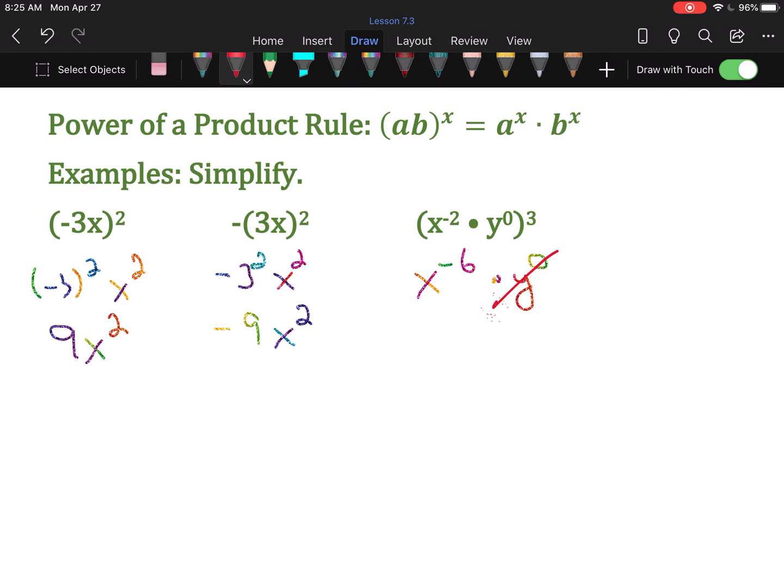And we know anything to the 0 power is 1. We can basically get rid of it. That leaves me with x to the negative 6, which you're not allowed to leave me with. So we move that to the denominator of a fraction. 1 over x to the 6th is our final answer.